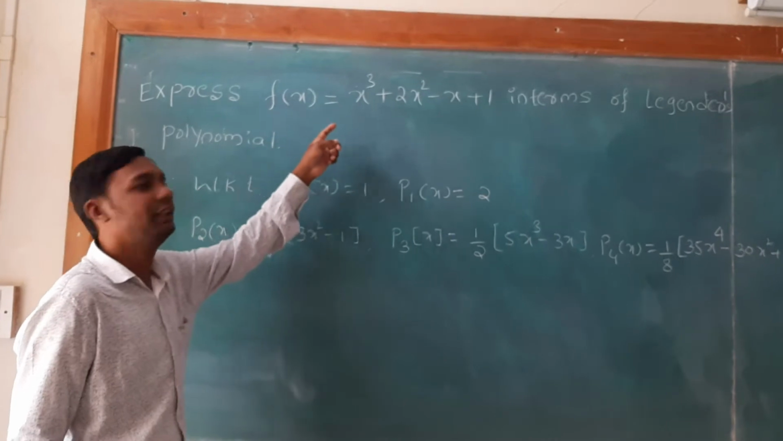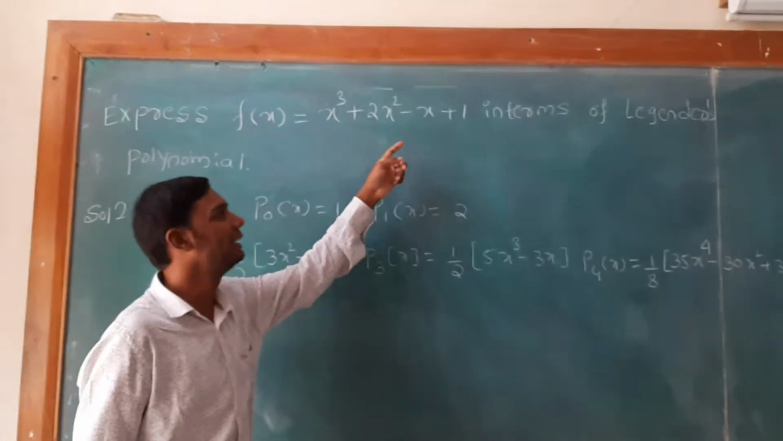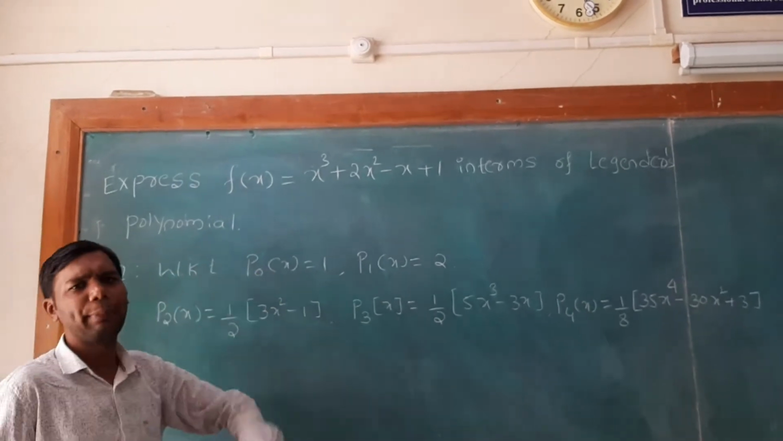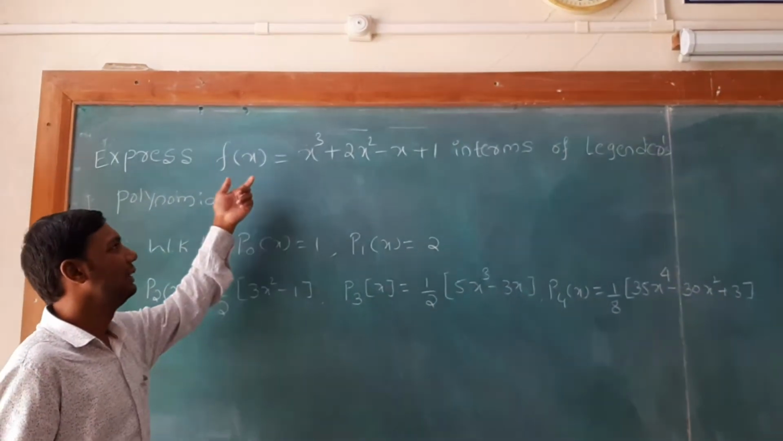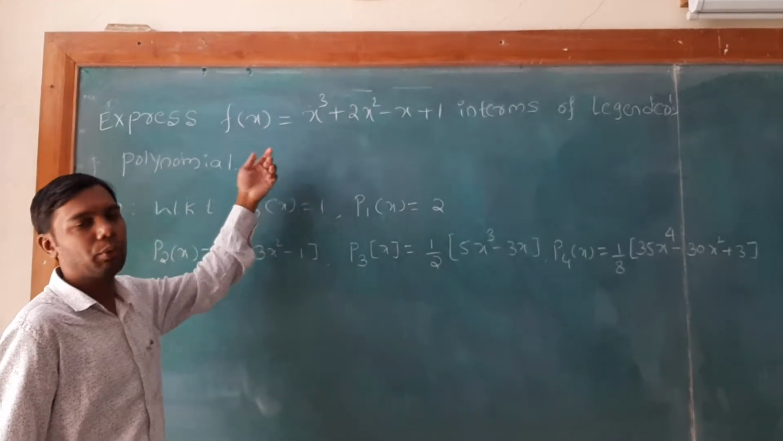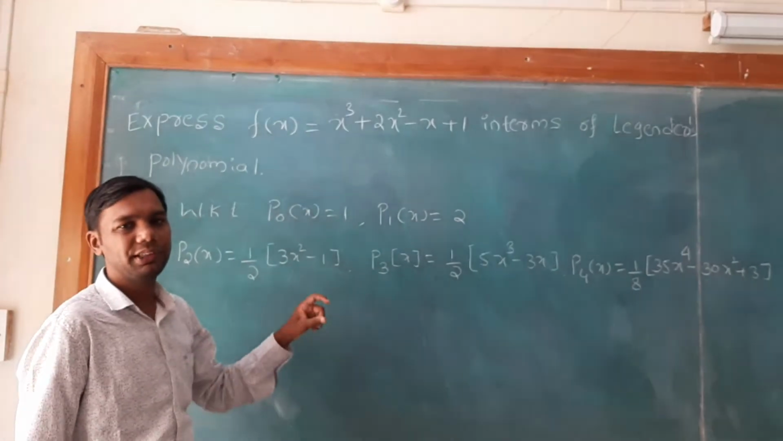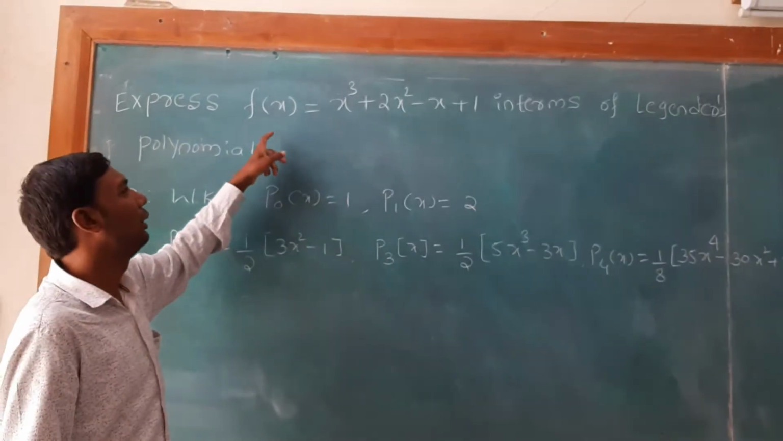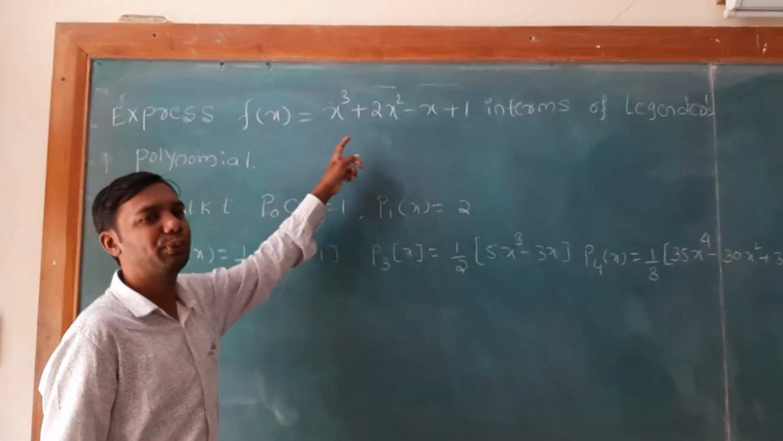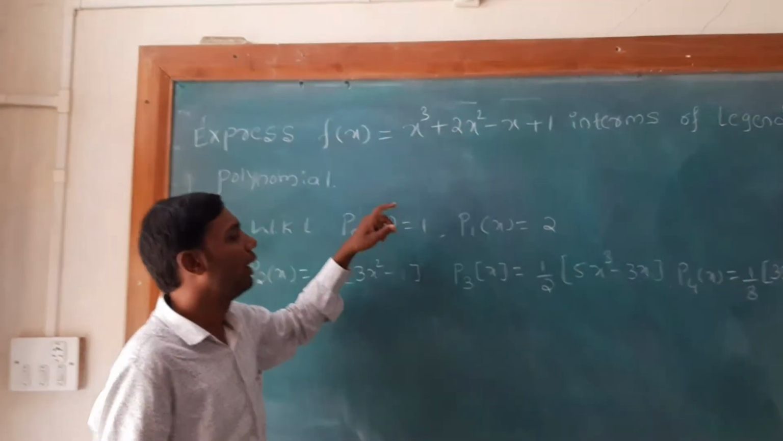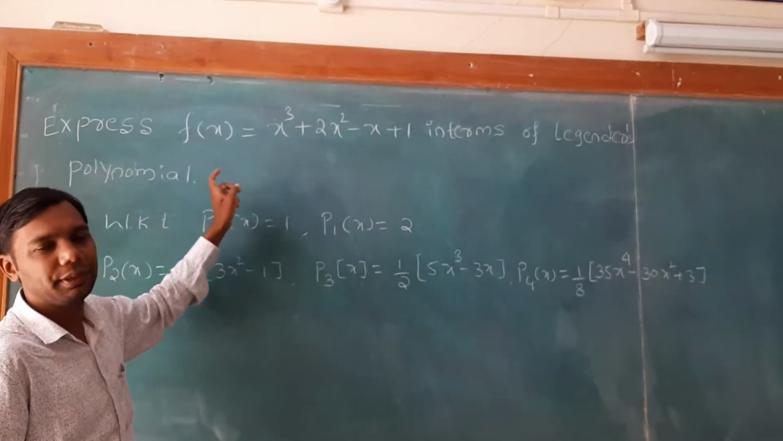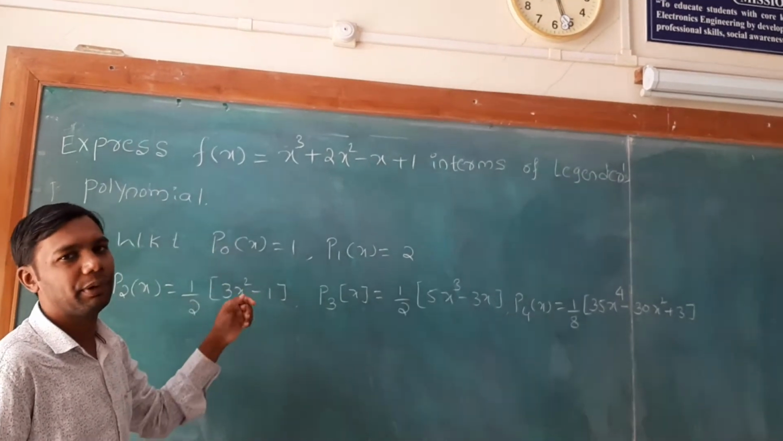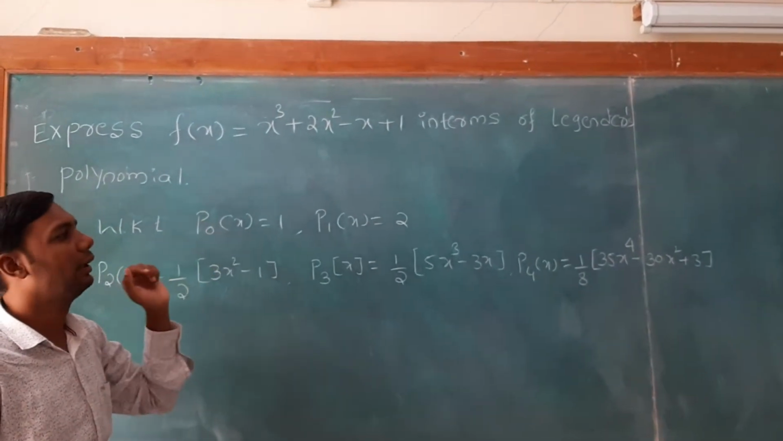Express f of x is equal to x cube plus 2x square minus x plus 1 in terms of Legendre polynomial. Legendre polynomial means the given function, which is in terms of x, we have to convert in terms of P by using the Legendre standard formula. So this is the procedure. Here the given f of x is in terms of x cube, x square, x, so we have to convert it in terms of P terms, that is P3, P2, P1, P0. That is called Legendre polynomials, by using the Legendre definitions.